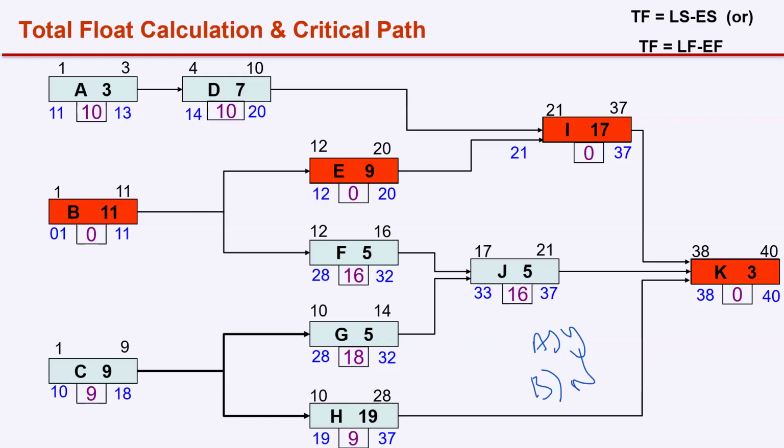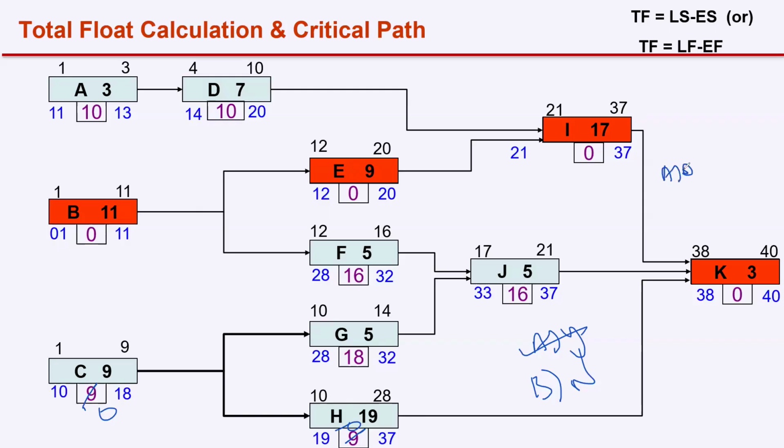Don't worry, whether it is the right answer or wrong answer. So A, okay. The right answer is yes. It is possible to have more than one critical path. In case the total float of C and H are 0, you'll have two critical paths, B, I, K and C, H, K. Right?